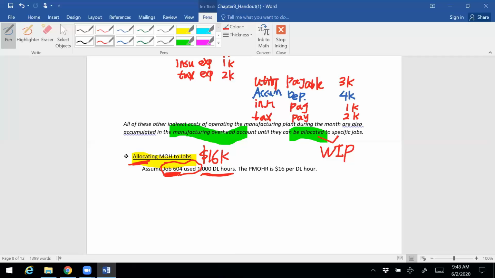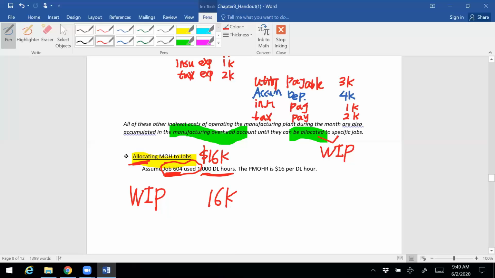So what should we do? We said when you allocate, now you can know, oh, for this job, job 604, the manufacturing overhead is 16,000. So now you know this is related with that specific job. And because we know this goes to that specific job, 604, we should debit work in process. We debit work in process 16,000.